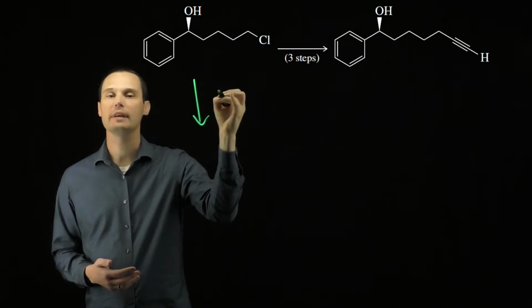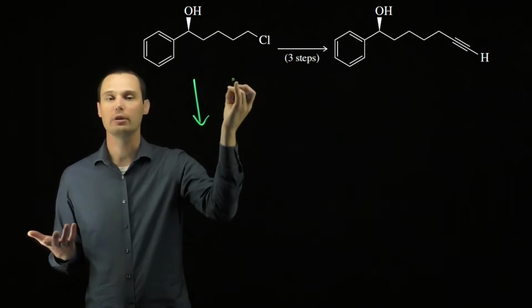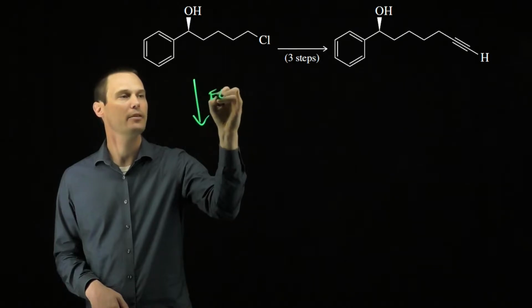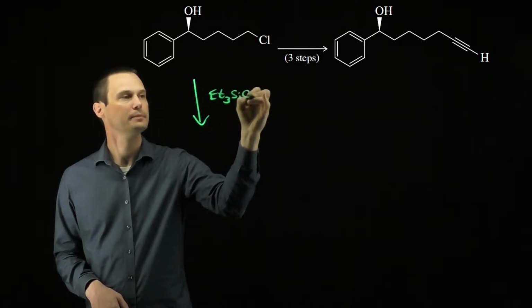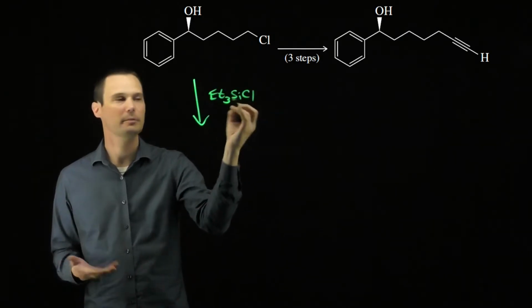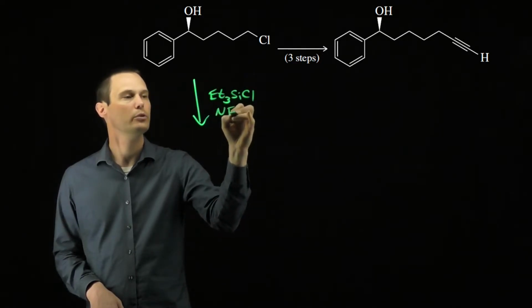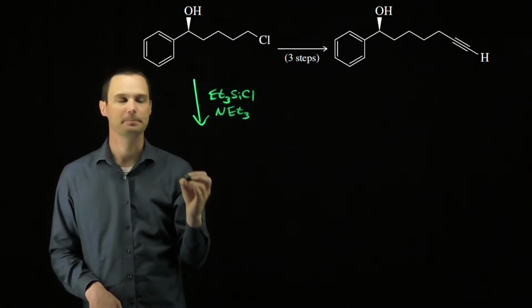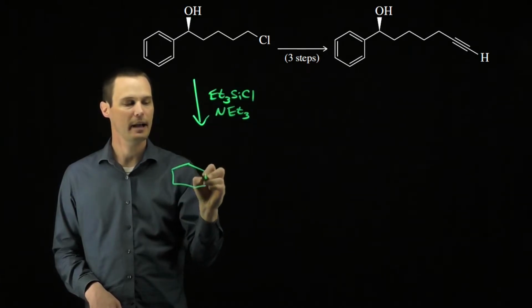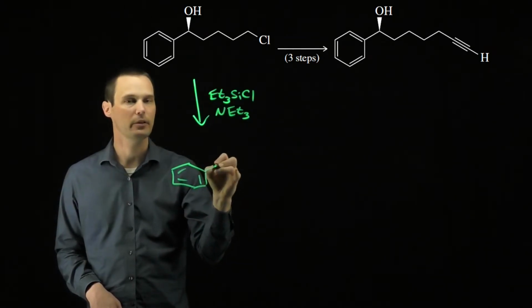So we can use a silyl ether protecting group. You can use whichever one you like. I'll use triethylsilyl chloride. It doesn't really matter what the three R groups are. Any one will work. And then we'll use a proton sponge like triethylamine. That will protect the alcohol as the silyl ether.